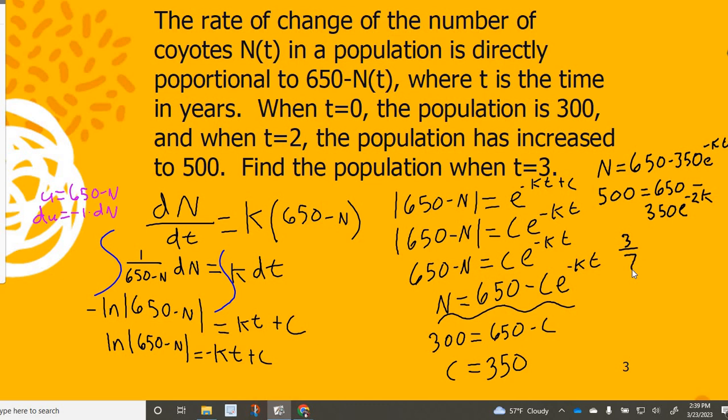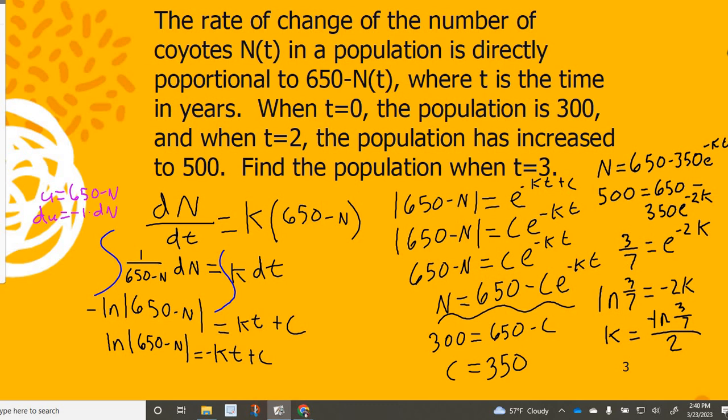Wouldn't it be negative? Subtract, divide by negative, negative, it ends up being positive. Then natural log both sides. And K equals the natural log of 3/7, it's going to be negative, divided by 2.